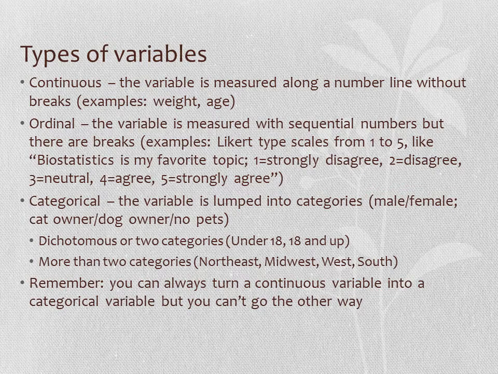And so the best example is those surveys that you take where it has a statement like, I really love biostatistics. 1, strongly disagree. 2, disagree. 3, neutral. 4, agree. 5, strongly agree, right? Those are called Likert type scales. They're named after some guy named Likert. And those scales have numbers in them, 1, 2, 3, 4, 5, where 1 is the lowest and 5 is the highest, or in this case on the slide, it's 1 through 4.